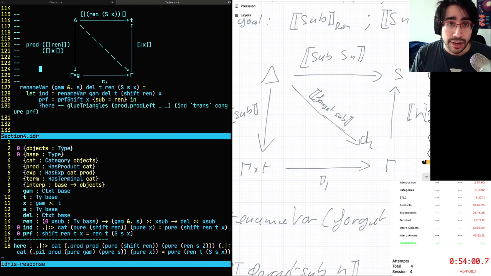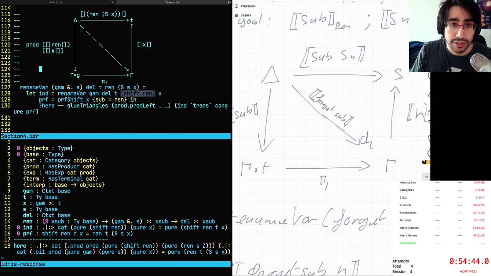So for the two triangles, it turns out that the diagonal here needs to go from delta to gamma, right? And the only way we have to do this is through a renaming from delta to gamma. So is there a way to get a renaming from delta to gamma? If you look at our context, here we have a renaming from gamma s to delta. And we already know that there is a function that allows you to drop the s out, ignore it, and that is shift. So shift gives us a renaming from gamma to delta. And this is what we're seeing here.